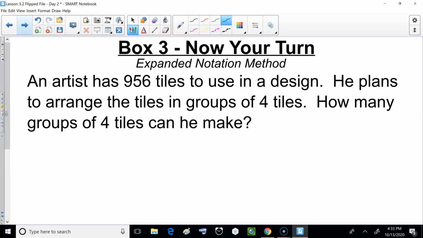And here's a word problem for us. An artist has 956 tiles to use in a design. He plans to arrange the tiles in groups of 4 tiles. How many groups of 4 tiles can he make? So you can pause the video, reread the problem again as part of our strategy, and use the expanded notation method to solve this problem. I look forward to seeing your work.